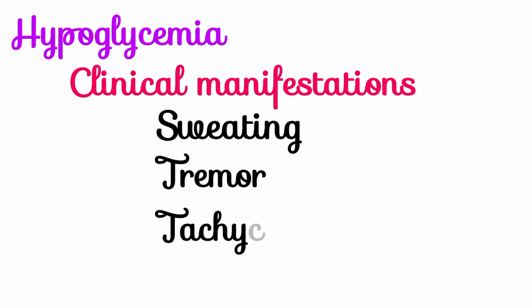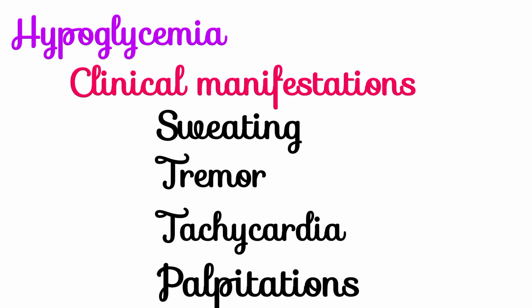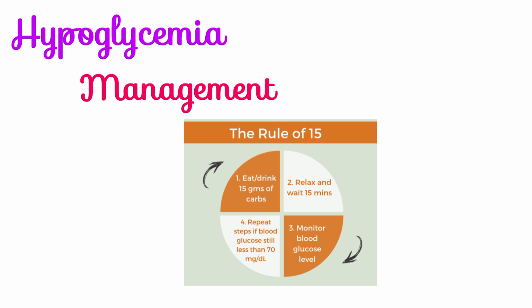Clinical manifestations of hypoglycemia: the patient may present with sweating, tremor, tachycardia, and palpitation, or may also have severe hunger. For managing hypoglycemia, we have the rule of 15. According to this rule, you give 15 gram of simple carbohydrate such as juice. After 15 minutes, check the blood glucose level. If it is greater than 70, you don't need to do anything. If it is less than 70 milligram per deciliter, you repeat the step.